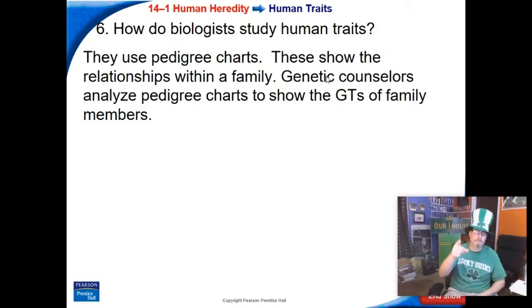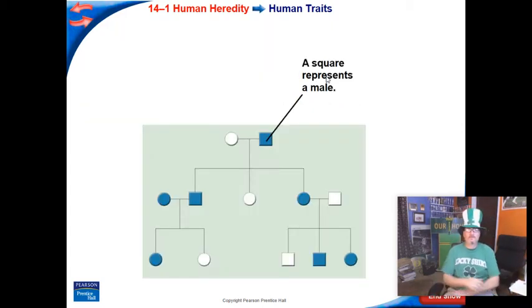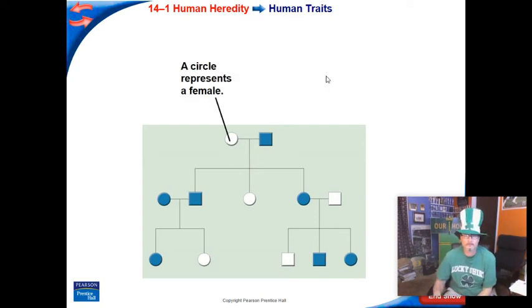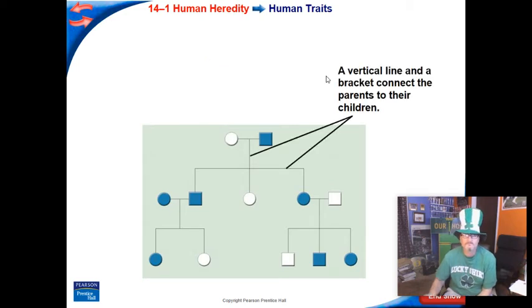All right, moving ahead. Okay, so this is a pedigree chart. Squares are males. Circles are females. This line indicates that they have children. This line indicates all of the children. This female is marrying into the family. This male is marrying into the family.